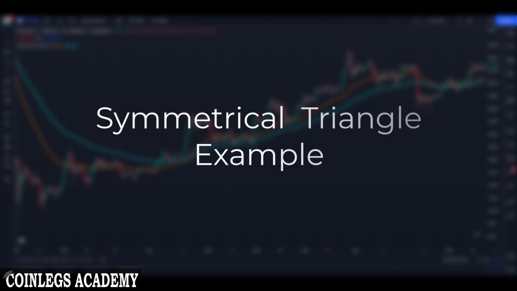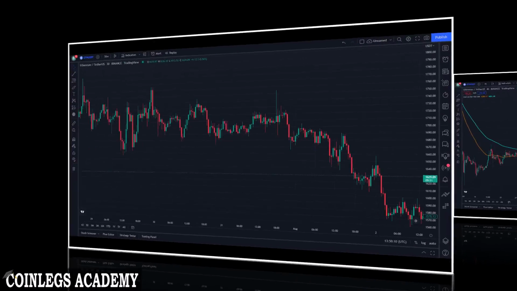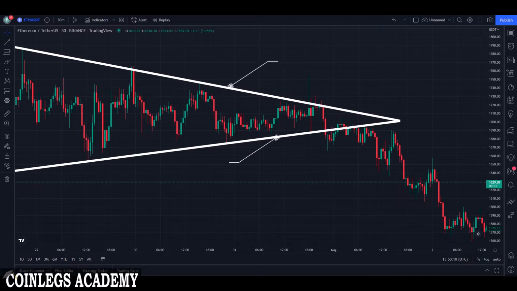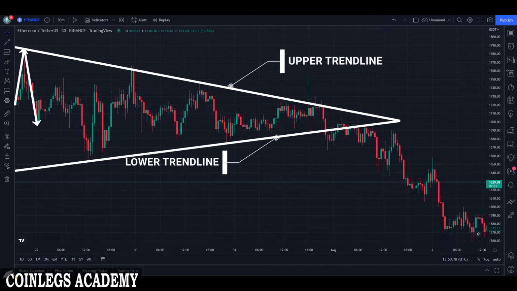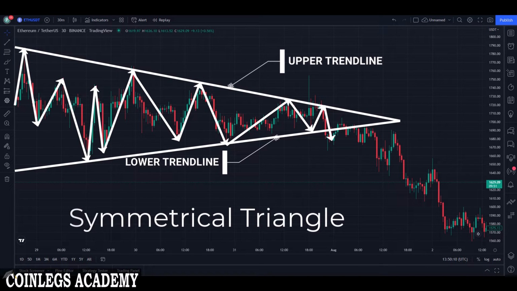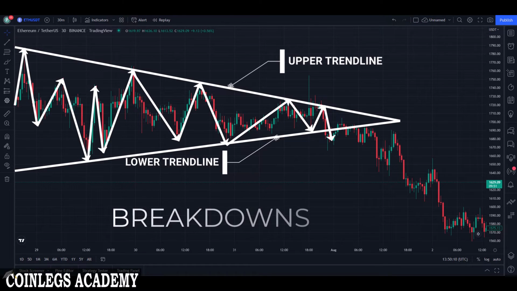Now let's examine a symmetrical triangle example. As you can see in this example, we have a diagonal falling upper trend line and a diagonally rising lower trend line. This shows us we have a symmetrical triangle and we need to search for breakdowns.